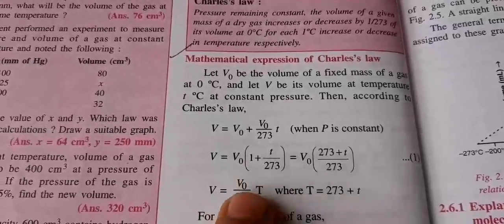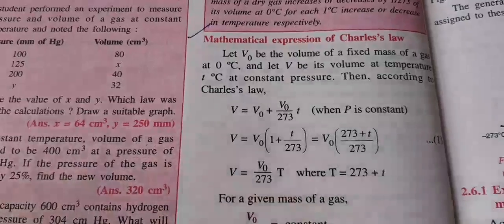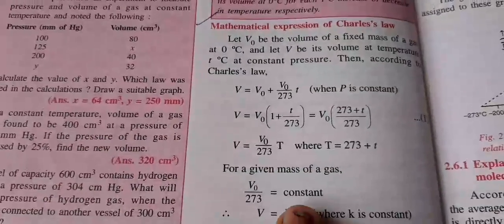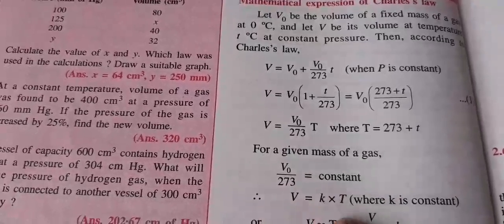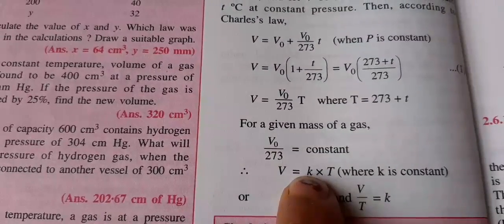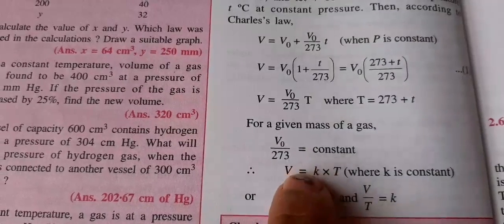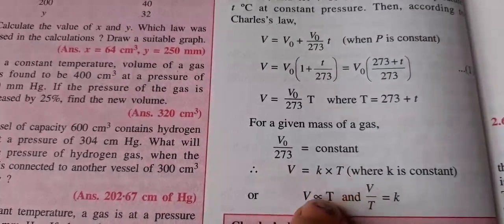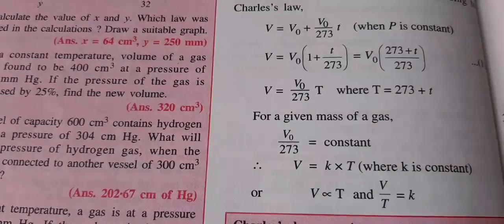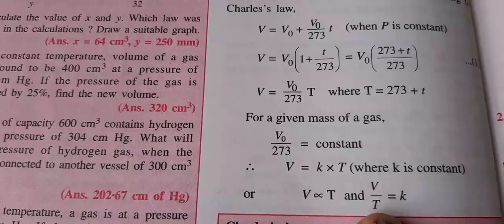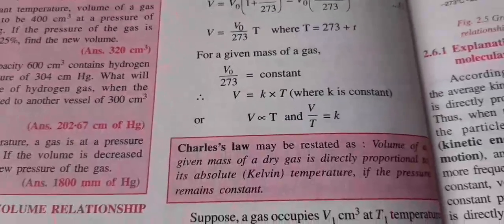Now if we take V0 upon 273, you find V0 upon 273 for a given mass is always constant. So if it is a constant, we can substitute it by taking K, a constant value. So we get V is equal to K into T. And if we remove the sign of equality and put the sign of proportionality, we get that volume is directly proportional to temperature. Or we can rearrange that V upon T is equal to K.